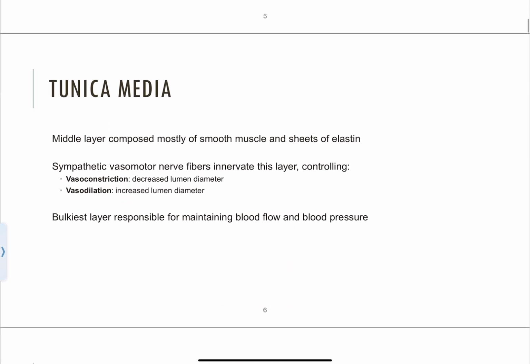The tunica media, or the middle layer that we have, is mostly composed of smooth muscle and some sheets of elastin. The sympathetic vasomotor nerve fibers also innervate this layer, which help control blood vessel vasoconstriction or vasodilation. Vasoconstriction means decreasing the diameter of the lumen when the smooth muscle contracts. Vasodilation means increasing the diameter of the lumen as the smooth muscle relaxes.